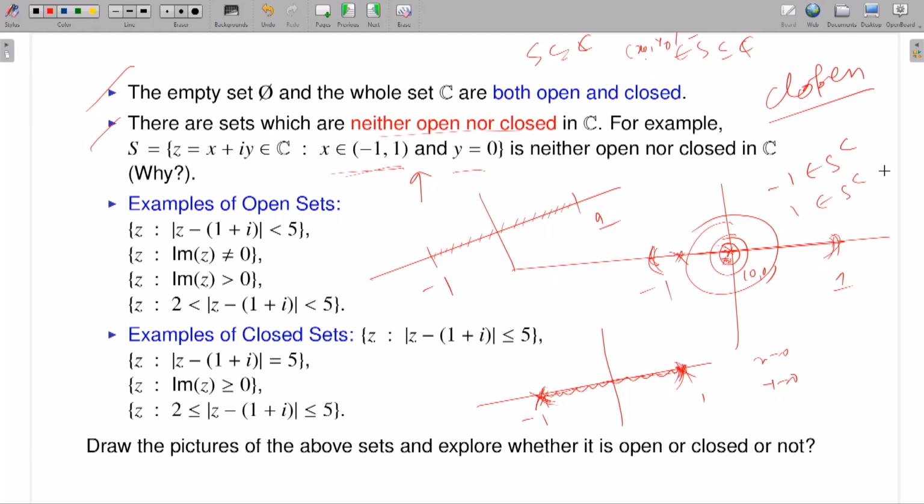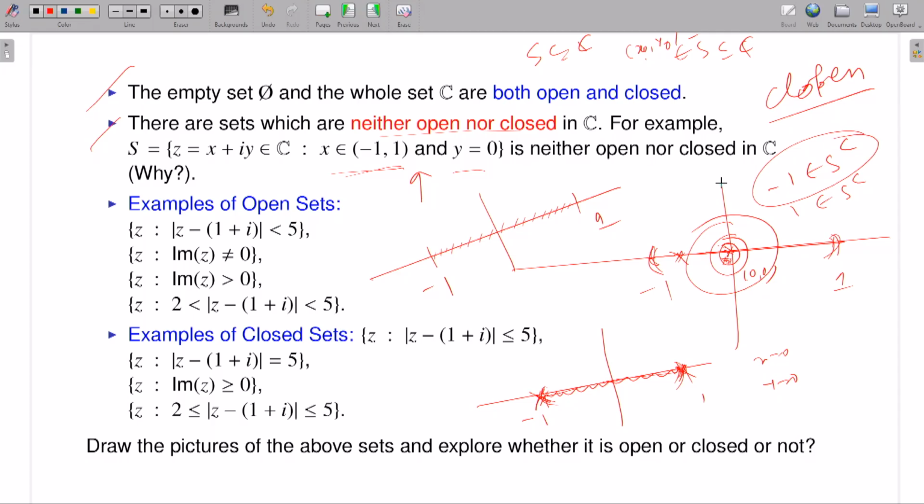Now, to show the complement is not an open set, what do I have to prove? That means I have to show that there is a point in the complement which is not an interior point. Okay, look. So minus 1 is a point in the complement because of the definition of the complement, but it is not an interior point.